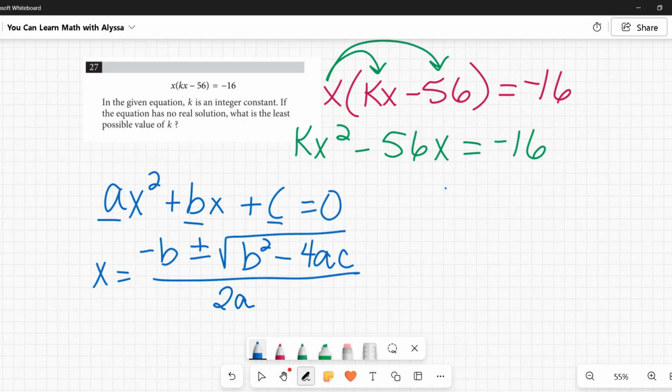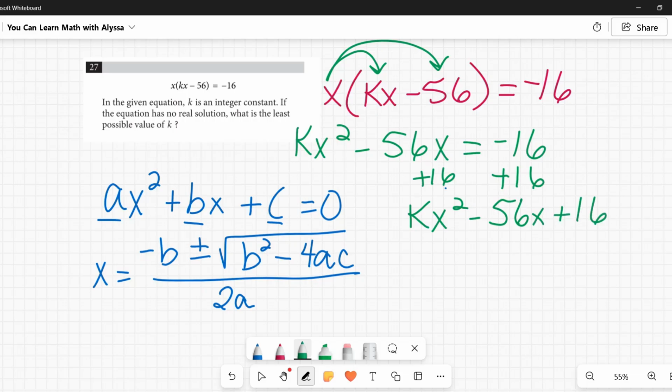So I'm close to being in that form up here in the green on the right, but not quite. It's not equal to 0. To make it equal to 0, I want to move this over. To move it over, I'm going to do the opposite. Since it's a minus 16, or negative, I'm going to add 16 to both sides. So on the left-hand side, I get kx squared minus 56x plus 16, and then minus 16 plus 16 is just 0. All right, now it is in this form, ax squared plus bx plus c.